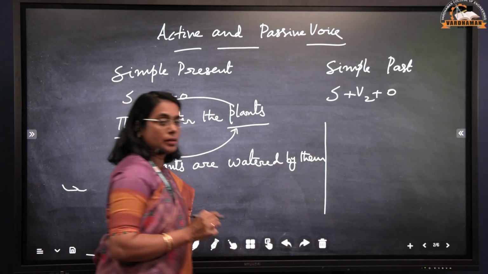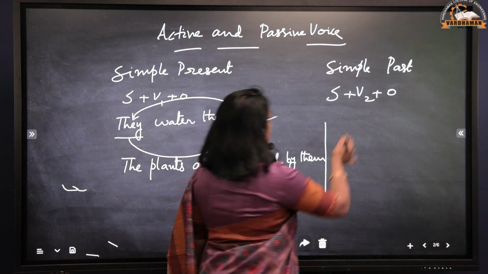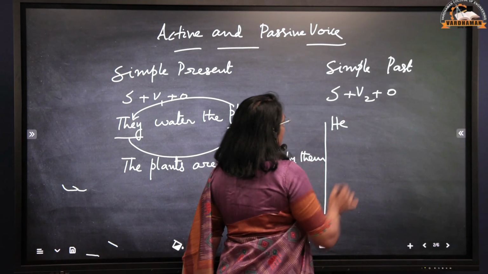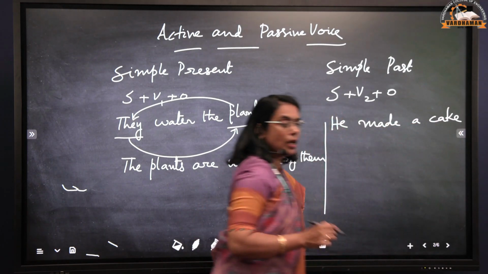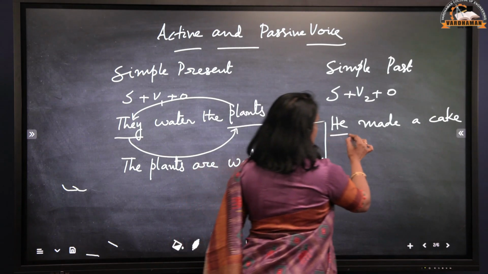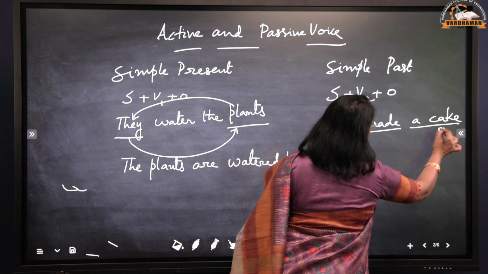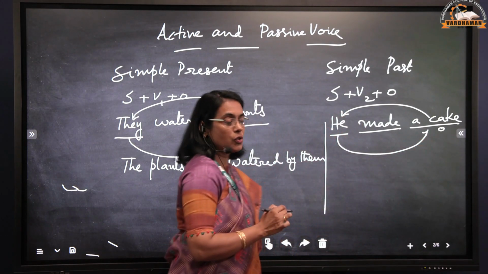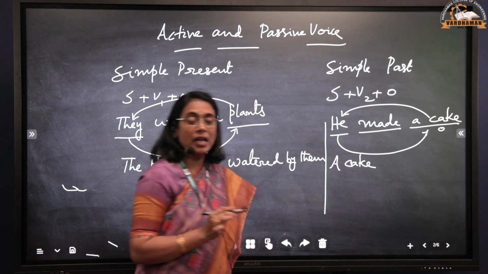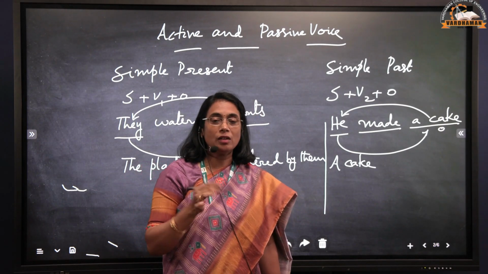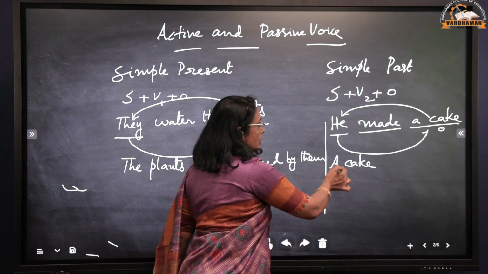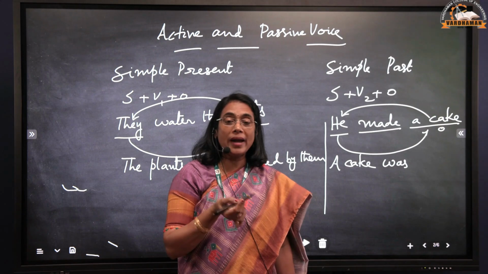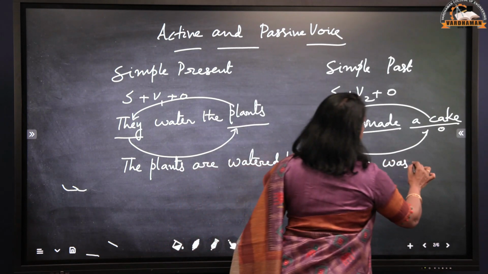Now we have this past tense. Let's convert this into passive voice. The only difference here is it's V2, the past form of the verb. Let's take the sentence, He made a cake. This is the subject, this is verb, and this is object. So let's bring object to subject's place, subject to object's place. To start with, a cake. In past tense the helping verbs are was or were. Here it is singular, so we have to use was. And what is the V3 form of the verb made? It is made. So a cake was made.